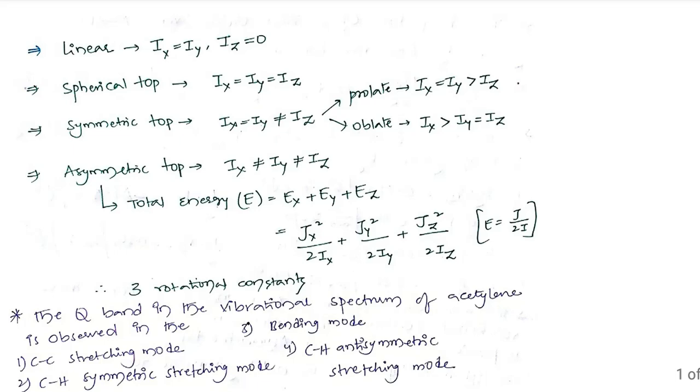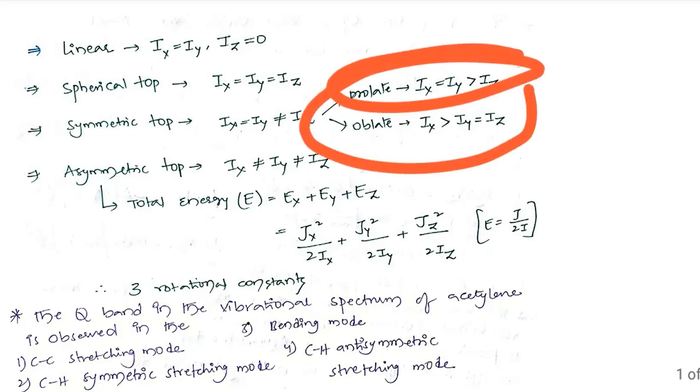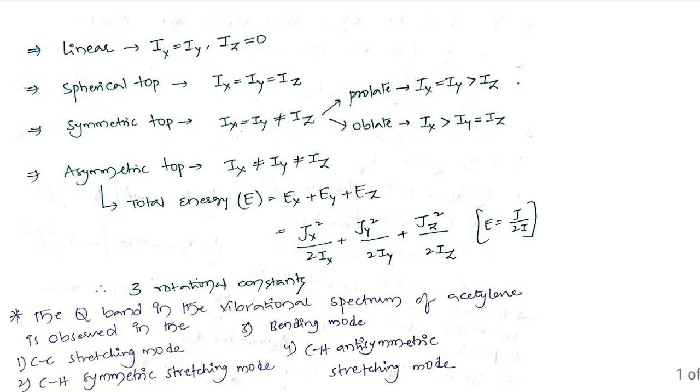Okay, and symmetric top molecules are of two types, prolate and oblate. In prolate, moment of inertia along x and y are equal, and these two are greater than moment of inertia along z axis. And in oblate symmetric top molecules, Ix, that means moment of inertia along x axis, is greater than the moment of inertia along y and z. And asymmetric top molecules, whereas moment of inertia along x, y and z are not equal.